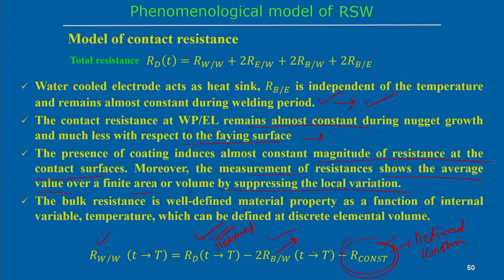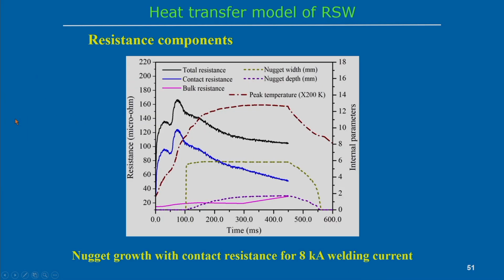In this case, the bulk resistance is normally available as a function of temperature, but since we are measuring the contact resistance as a function of time, we can map time to temperature. By converting the temperature to a function of time, we can say what the value of the contact resistance is as a function of temperature. Here we can see this in the figure.